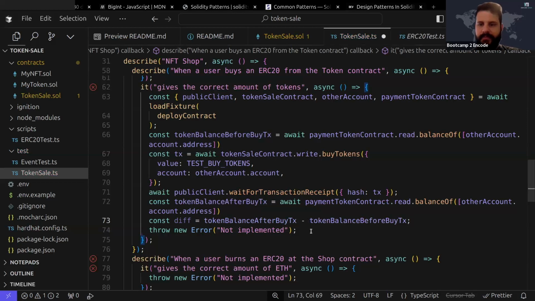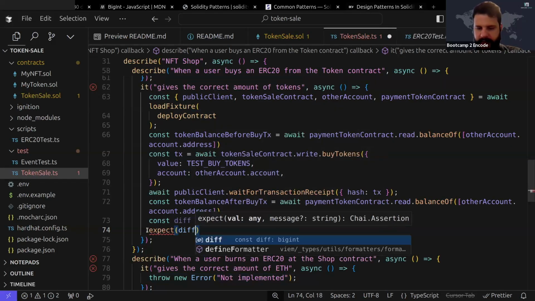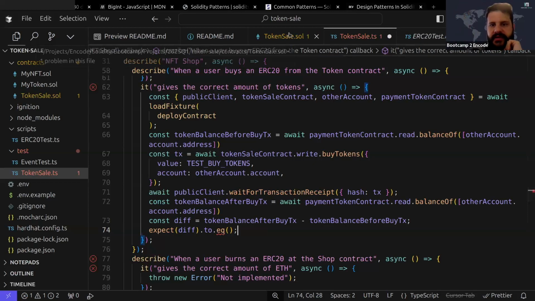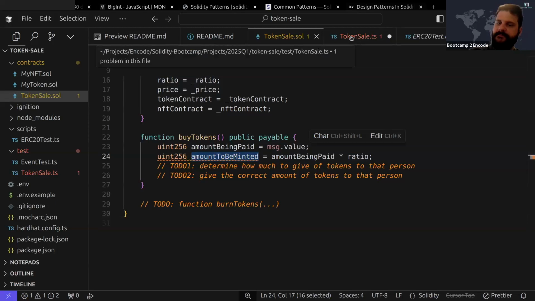Okay. And I expect the difference to be what? Message.value. Let's think on that. I'm sending 1 ETH for the contract to buy tokens, and the ratio is 10. Before I buy, I would have 0 tokens. After I buy, as we have coded here, it's not implemented yet, but we expect to have the 1 ETH that I sent multiplied by the ratio that is 10. So I expect to have minted 10 tokens, right?